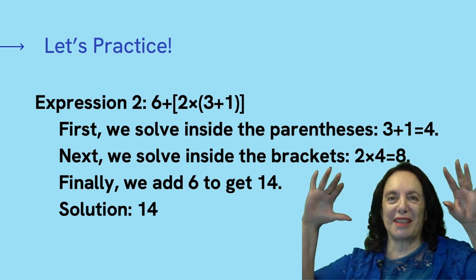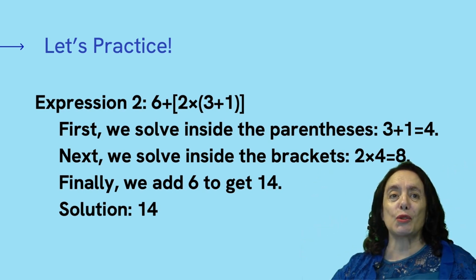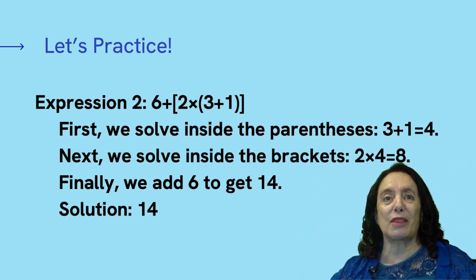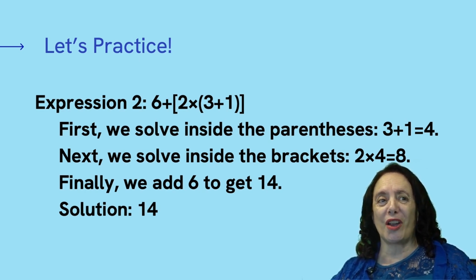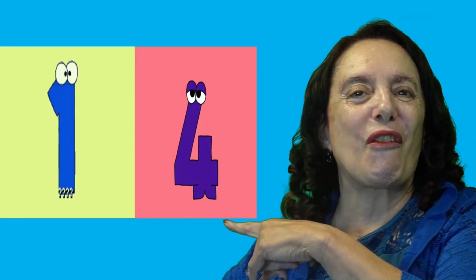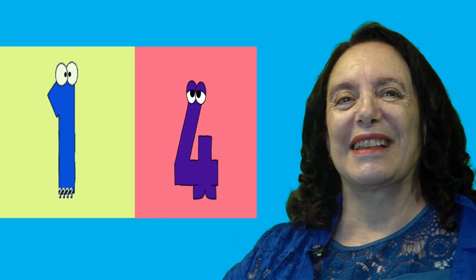You got it. So in this one, we have 6 plus, and we have the brackets, 2 times (3 plus 1), which is in the parentheses. First, we solve inside the parentheses. 3 plus 1 equals 4. Next, we solve inside the brackets. 2 times 4 equals 8. Finally, we add 6 to get 14. So our solution is 14.